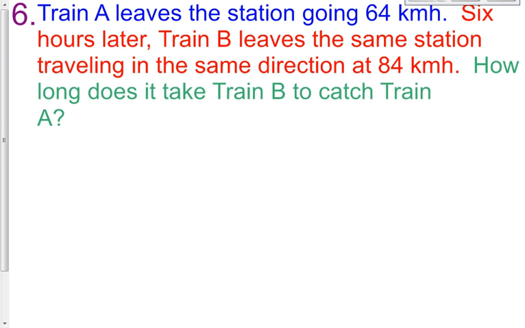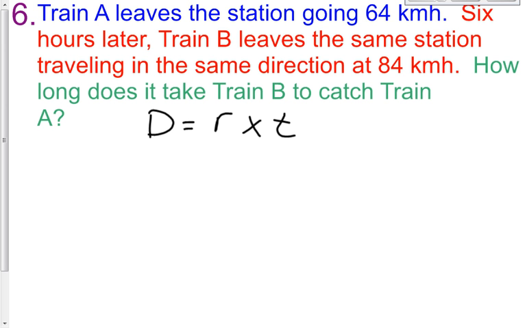Hi class, problem number 6 on our notes for today also deals with the equation of distance equals the rate multiplied by the time. Distance equals rate times time. So it says this train A leaves the station going 64 kilometers per hour. 6 hours later, train B leaves the same station traveling in the same direction at 84 kilometers per hour. So obviously train B is going faster, however it leaves later. How long does it take train B to catch up to train A?